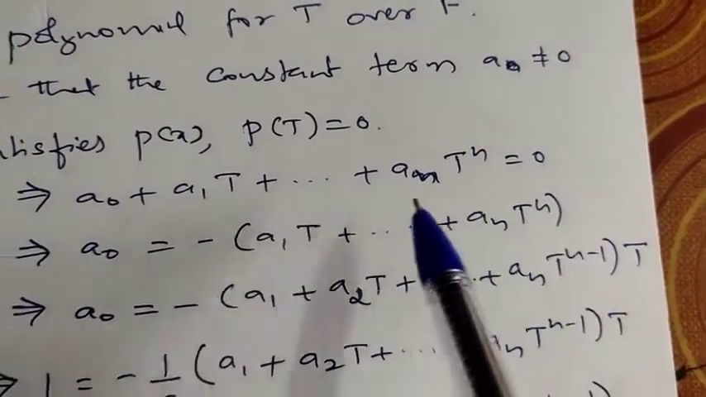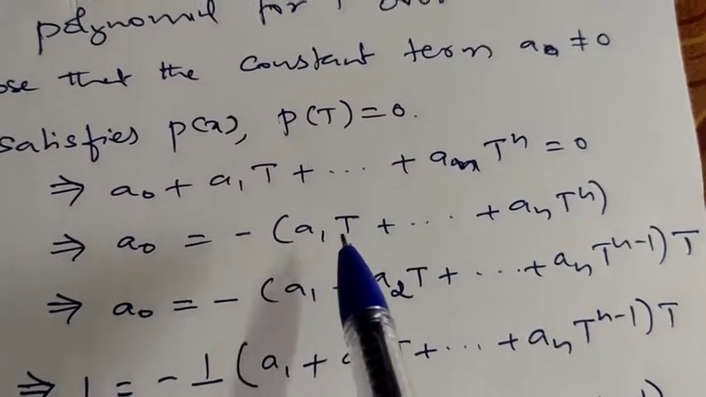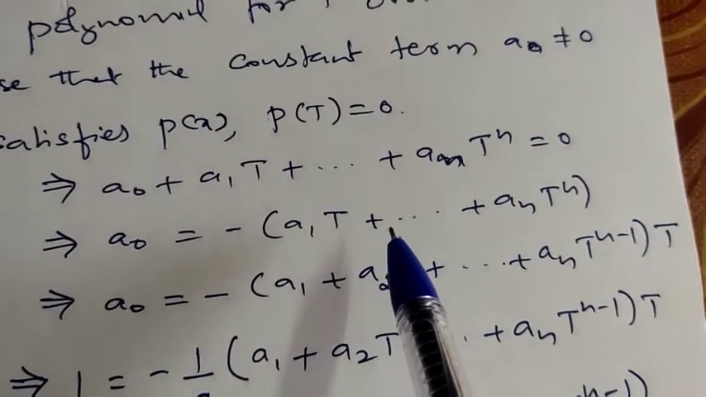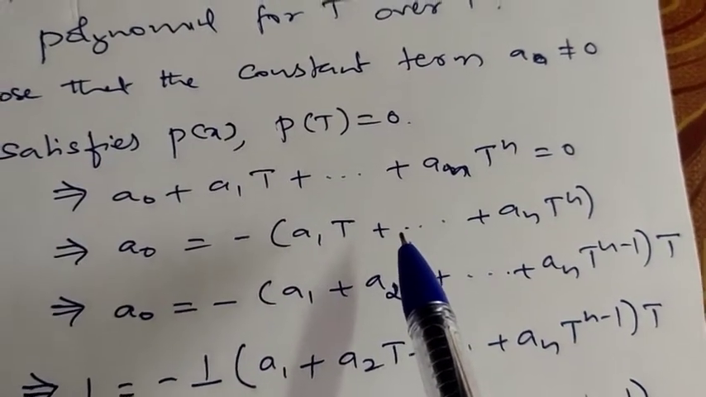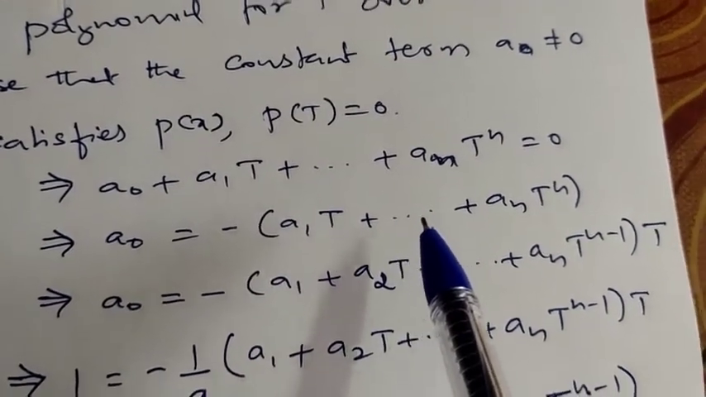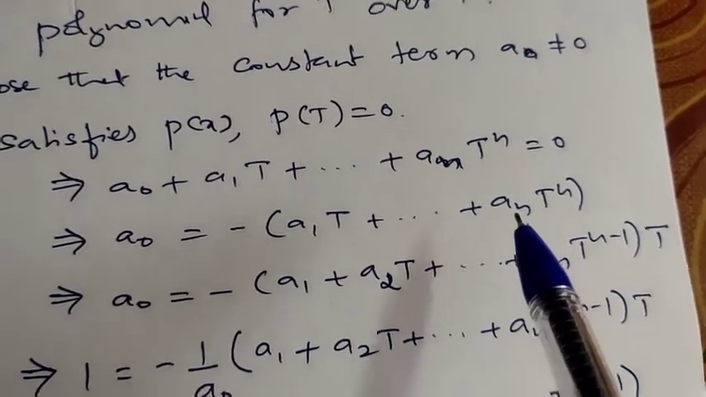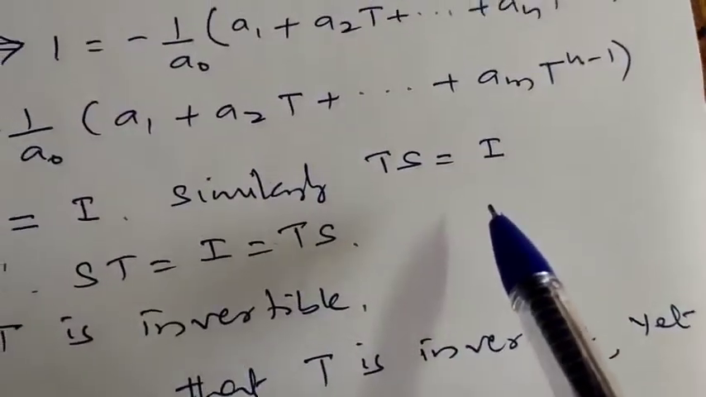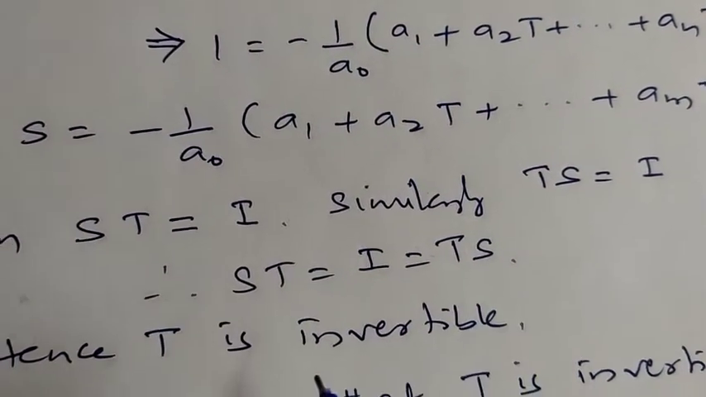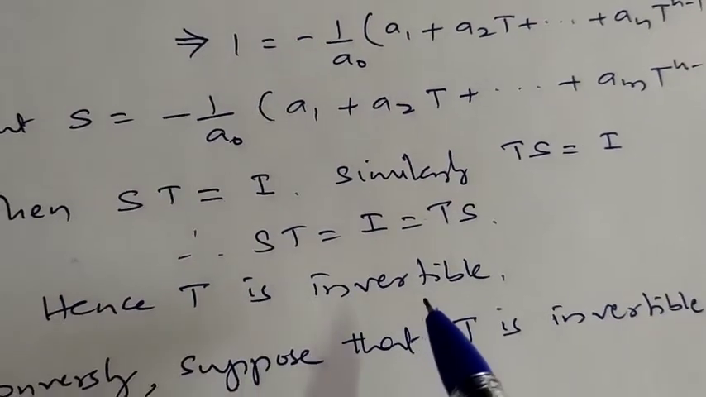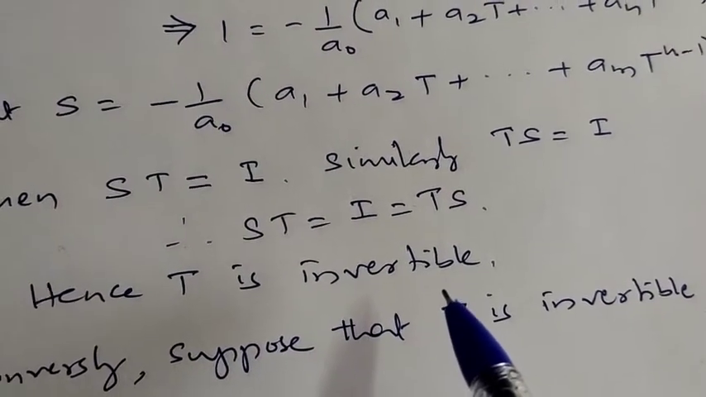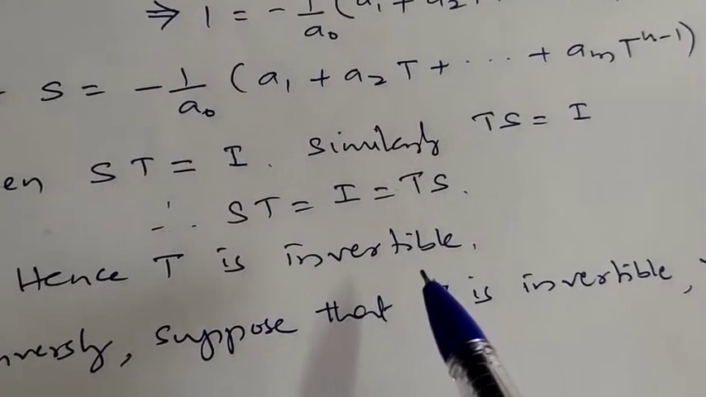For T times S, you take the common factor T in the beginning, that's all. T times (T minus a1 plus minus a2, sorry, minus a2 T, and so on like that). So similarly you can show that T times S is equal to I. Therefore we have S times T is I, T times S is also I, which means we can say T is an invertible linear transformation, or a regular linear transformation.